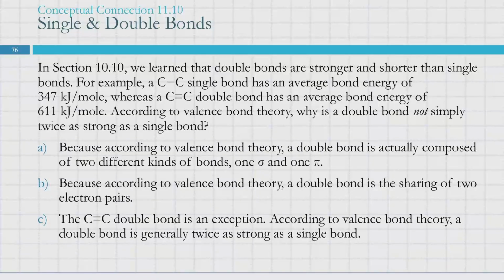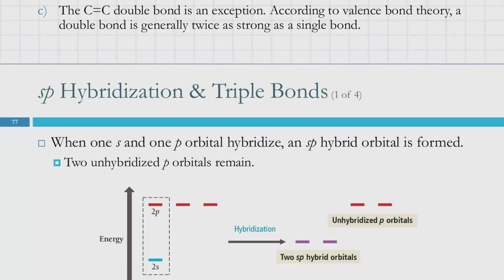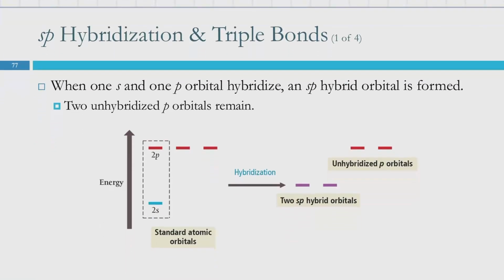What do we think? It's A. Yeah, because according to valence bond theory, the double bond is two different kinds of bonds, the sigma and the pi. The sigma is stronger, it's that end-to-end overlap. The pi bonds are the sideways overlap, and that's just not quite as good of overlap. So because they're different types, it's not just doubled. If we somehow got two sigma bonds, then we would expect it to be double.